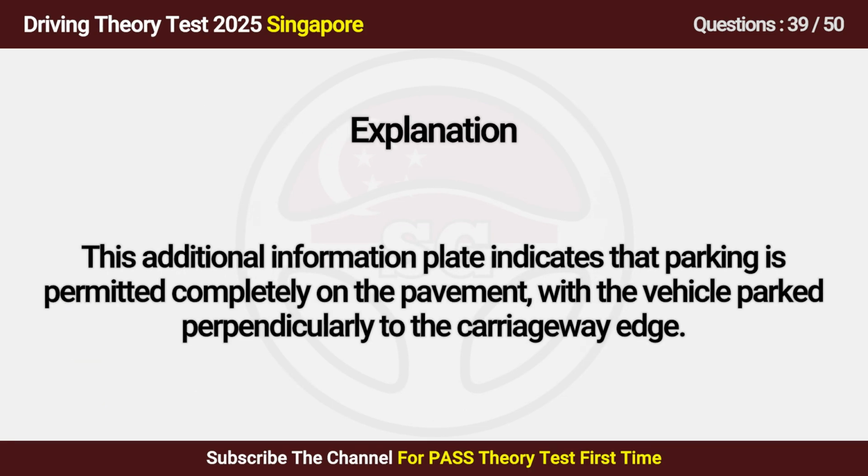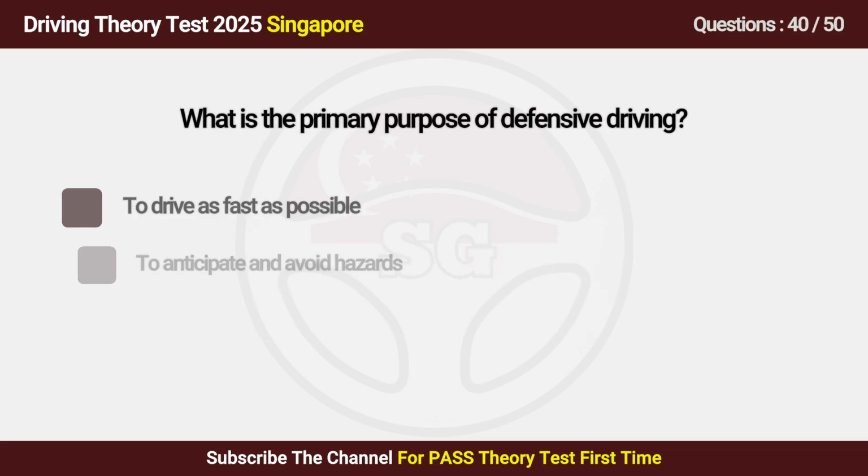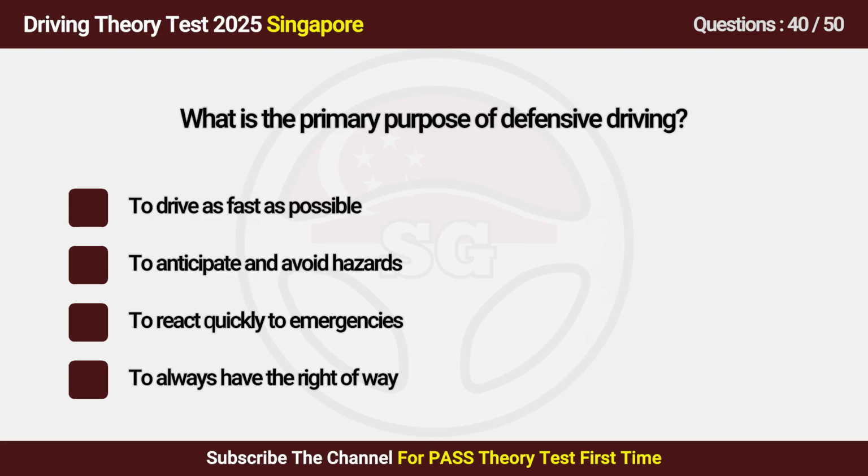This additional information plate indicates that parking is permitted completely on the pavement, with the vehicle parked perpendicularly to the carriageway edge. Question 40. What is the primary purpose of defensive driving? A. To drive as fast as possible. B. To anticipate and avoid hazards. C. To react quickly to. D. To always have the right of way.